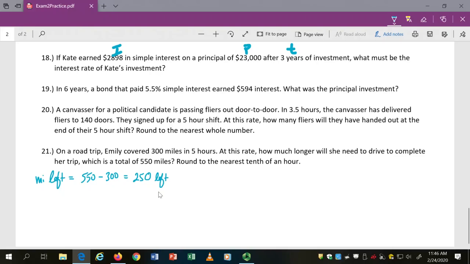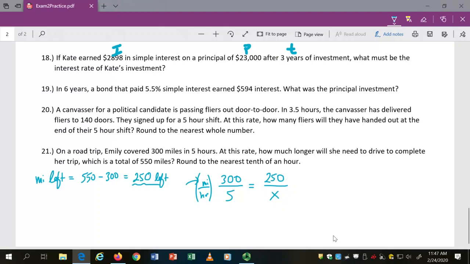Okay, then you can set up the proportional equation. So you say, okay, she's covered 300 miles in 5 hours, right? So we're talking miles over hours. She's covered 300 miles in 5 hours. She needs to cover 250 miles to finish her trip, but we don't know how long it's going to take.